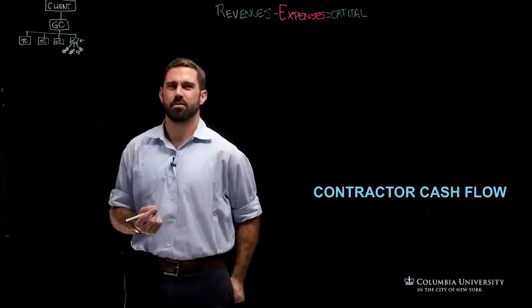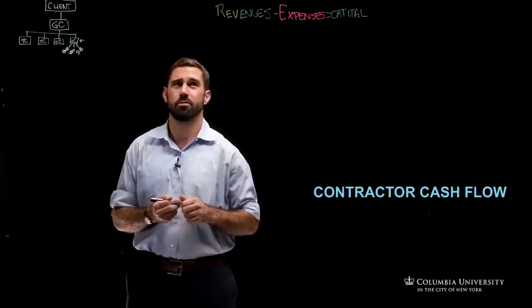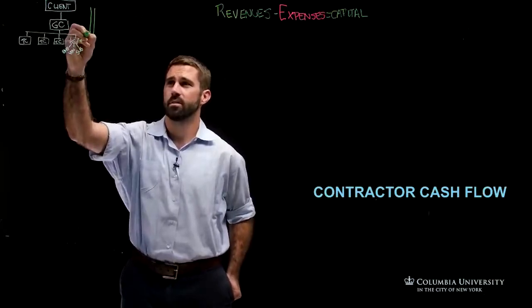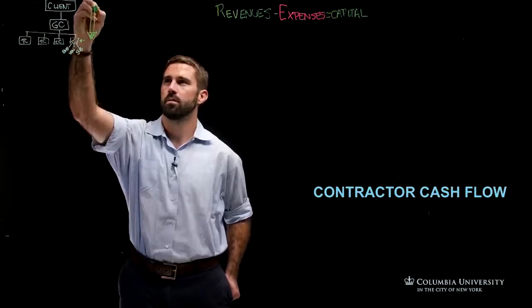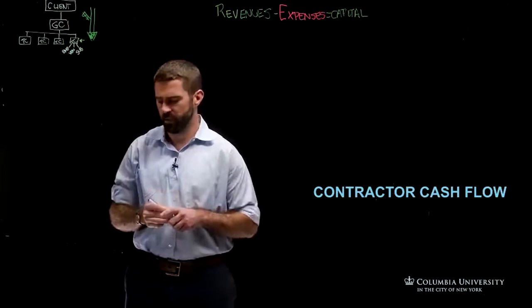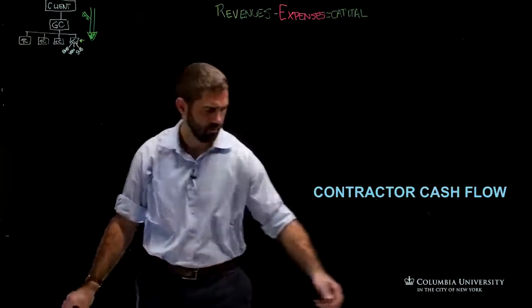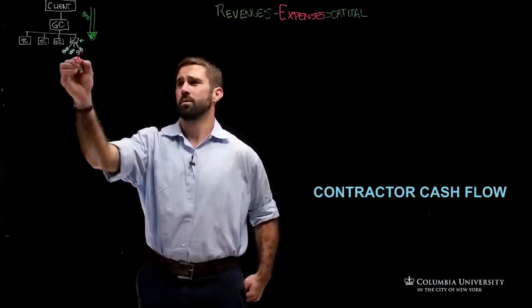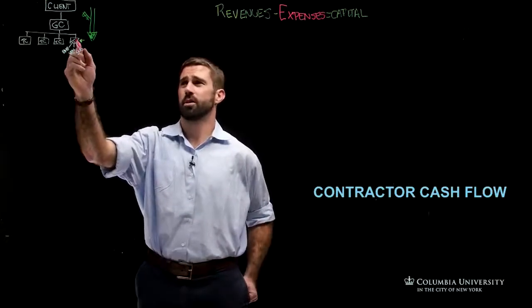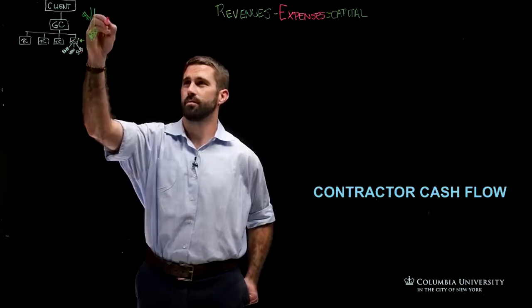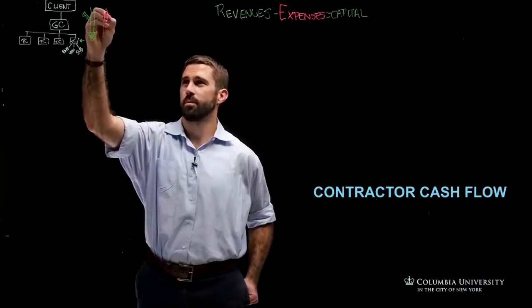So how does cash flow? Well, we have revenues, right? And the revenues really are coming down. The client's paying for this. And the expenses, though, the expenses come from everyone. Subcontractors send bills to trade contractors who send them to general contractors who send them to the client for payment.